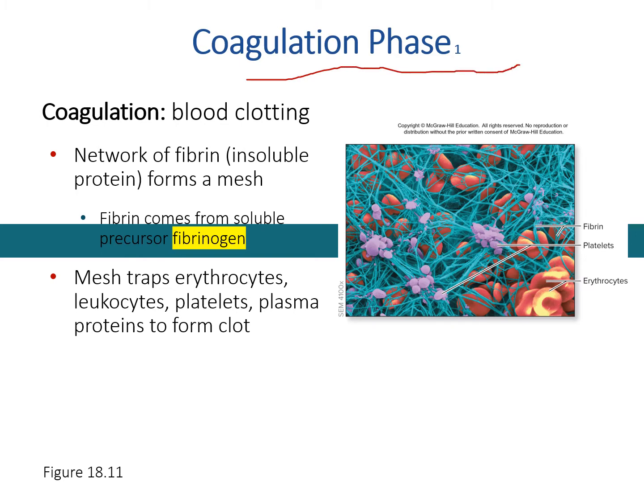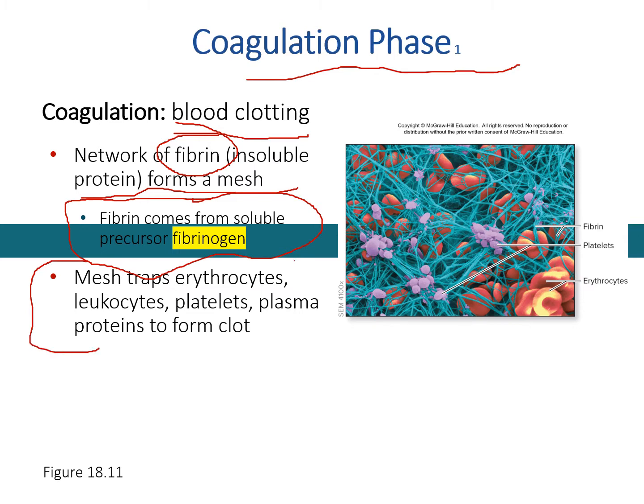The coagulation phase is basically blood clotting. A network of fibrin, which is an insoluble protein, forms a mesh. Fibrin comes from a soluble precursor, fibrinogen. In other words, fibrinogen is dissolved in liquid, just like salt or sugar dissolves in your hot tea. But fibrinogen turns into fibrin thanks to an enzyme. The mesh traps the erythrocytes. The net traps the leukocytes, the platelets, and the plasma proteins. Fibrin itself forms the blood clot.